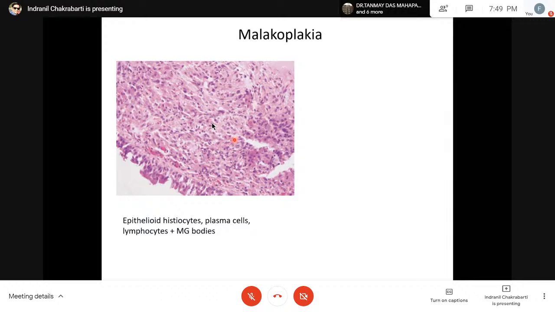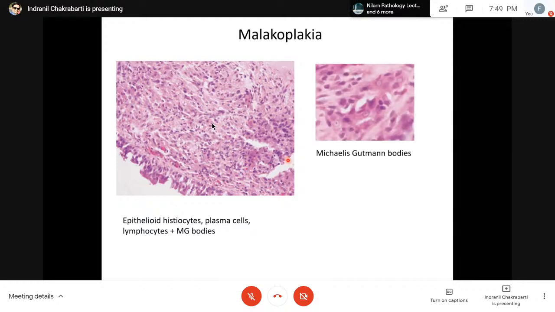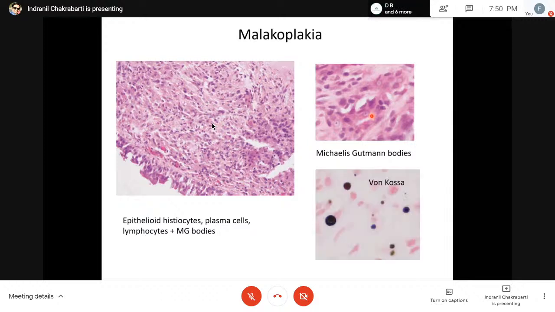But the one thing you should remember is that Malakoplakia has three stages. Number one is the inflammatory stage. Number two is the classic stage where we get these MG bodies. And number three is the fibrotic stage. So these Michaelis-Gutmann bodies, you can see these targetoid bodies. These are basically concentrically layered basophilic inclusions, 2 to 10 microns, and represent the remnants of phagosomes mineralized by iron and calcium deposits. So since they contain calcium, they can be stained by von Kossa or by alizarin red stain.